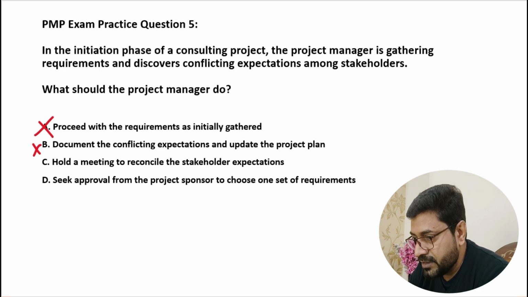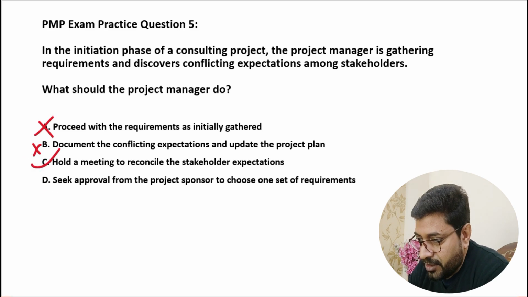C, hold a meeting to reconcile the stakeholder expectations. Like we discussed, option C talks about the exact same thing. Okay, so this would be the right option. Now, but again, let's look at option D also.